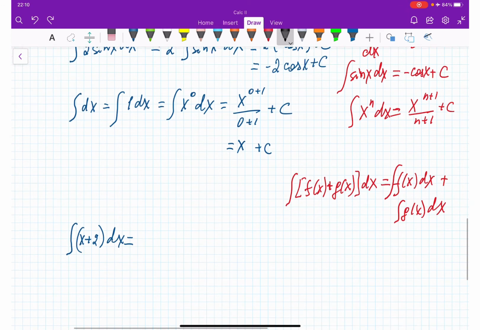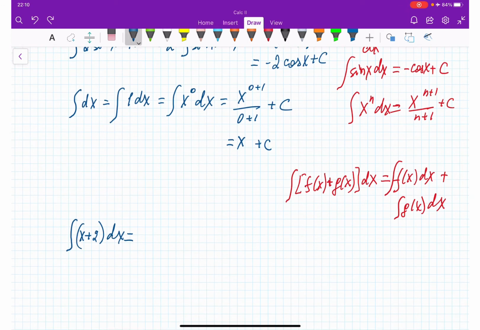All right, let's apply this. It's going to be the integral of x dx plus the integral of 2 dx. Okay, for x we have power 1, right? Therefore, if I take the integral of that, it's going to be x to the power 2, because 1 plus 1, and divided by 2, plus c1. Yes?